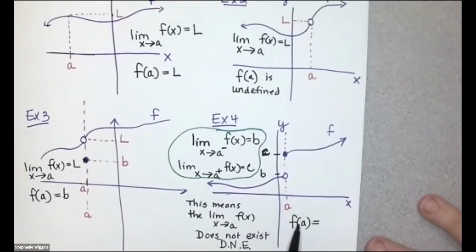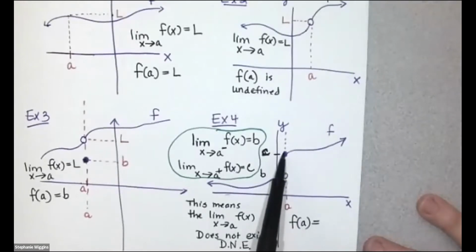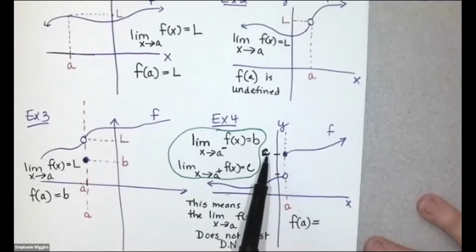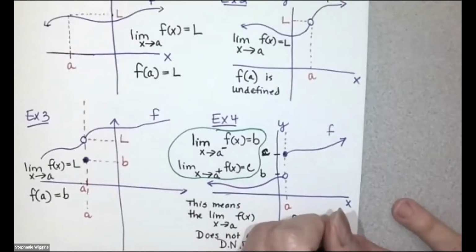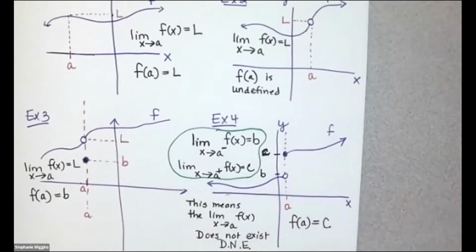So here we are. A is the input. Notice we have to pass through our function because this is an open circle. The function does not exist there. But if we continue drawing our vertical line, we hit the graph right there. And so the output is going to be C. So f of A equals C. Okay. So those are some examples to help you get a feel for how this works.